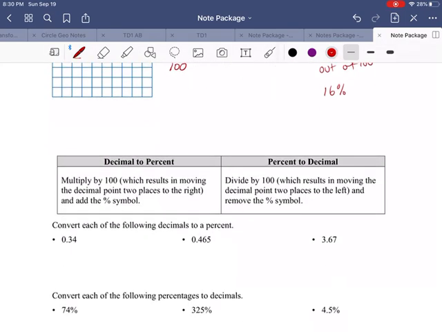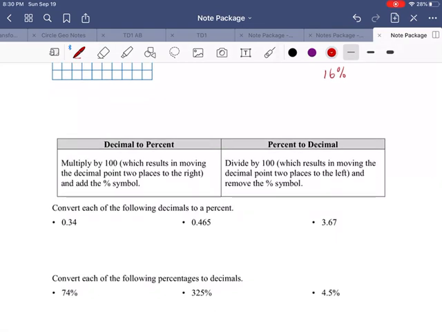A quick way to go from any decimal to percent is to multiply by 100, and any percent to decimal, you divide by 100. So this is key information here, and you should hopefully recognize this. If not, that's all right. If we're going decimal to percent, multiply by 100. So 0.34 multiplied by 100, you're going to get 34%. Same thing here. If you multiply this by 100, you're going to get 46.5%. And this one, if you multiply by 100, you get 367%.